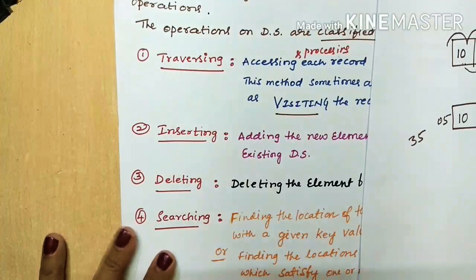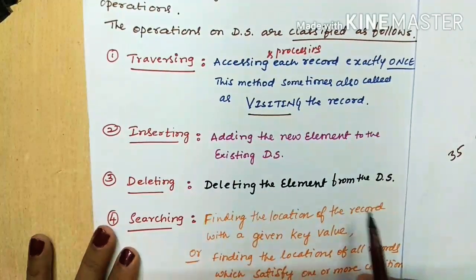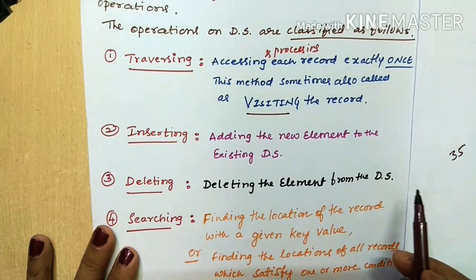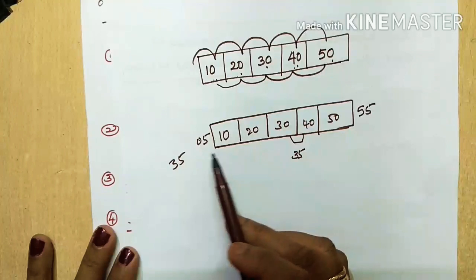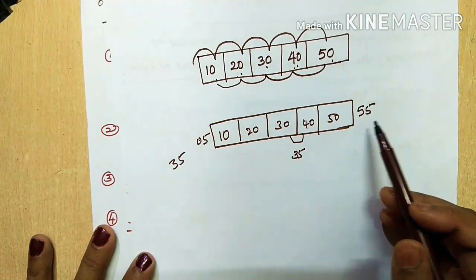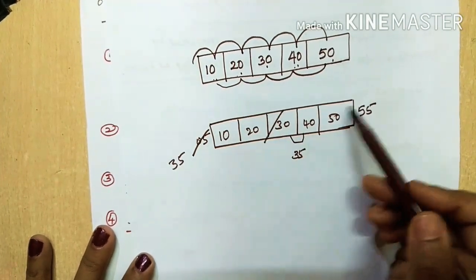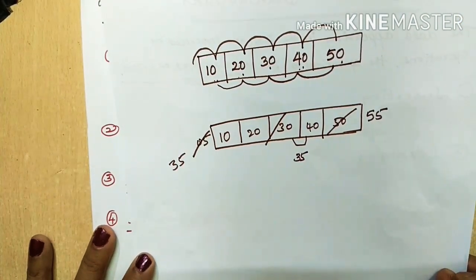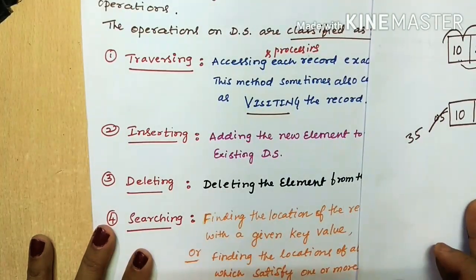Another operation is called deleting. Deleting the element from the data structure is called deleting. See how I inserted the new elements either at the beginning, in the middle or at the last. In the same way, I can remove the elements which we don't want, which are stored in the memory. That is called the deleting operation.